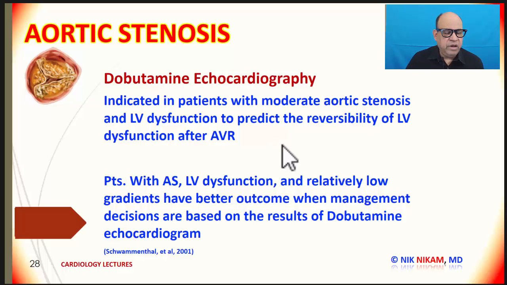So in other words, if we have a patient with left ventricular dysfunction and they have a moderate gradient, say like 30 or 40 or 50 millimeters of mercury, these patients can be subjected to dobutamine echocardiography to look for any evidence of reversibility in the left ventricular wall motion, which will help us to determine whether these patients will benefit after the aortic valve repair or replacement.